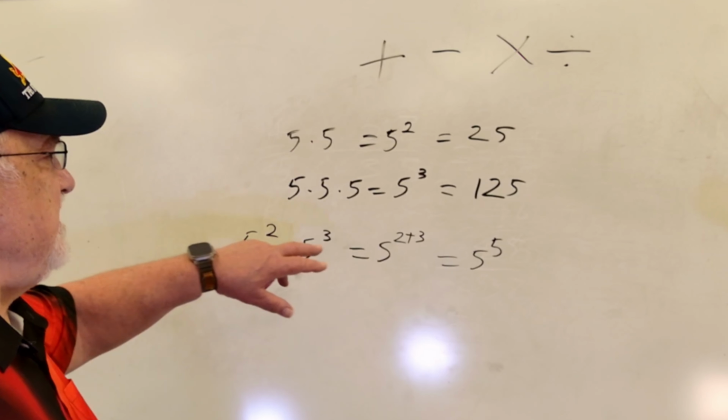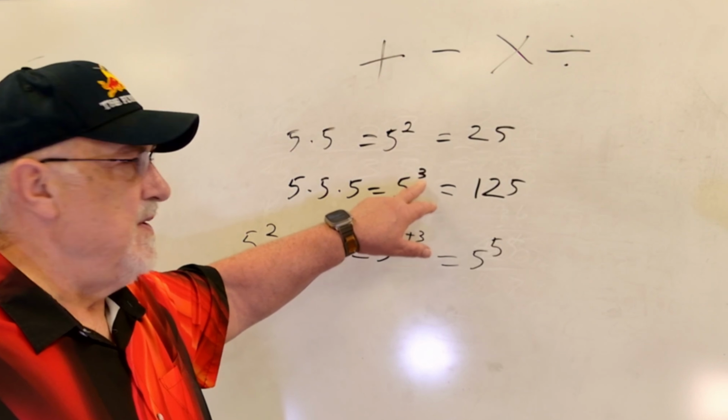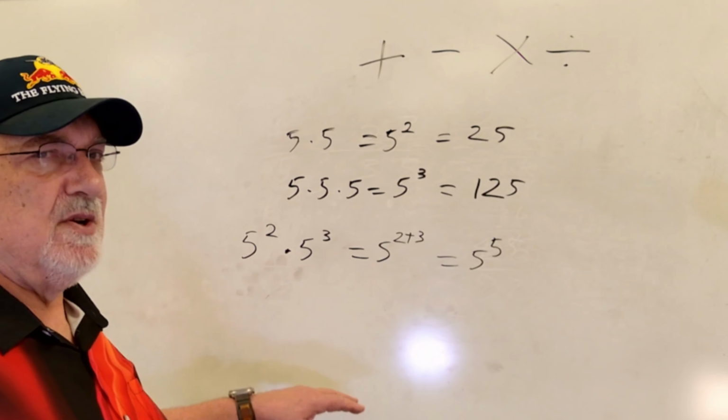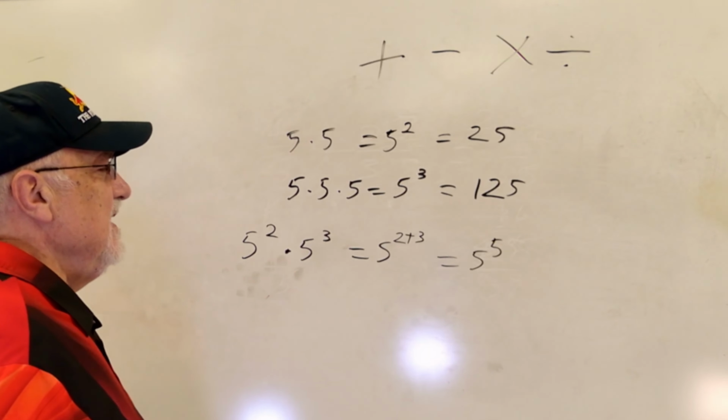If you have the same base, this 5 is called the base, and the 3 is the exponent. This 5 is the base, and the 2 is the exponent. When you have the same base and you're multiplying, you add the exponents, and that's how it works.